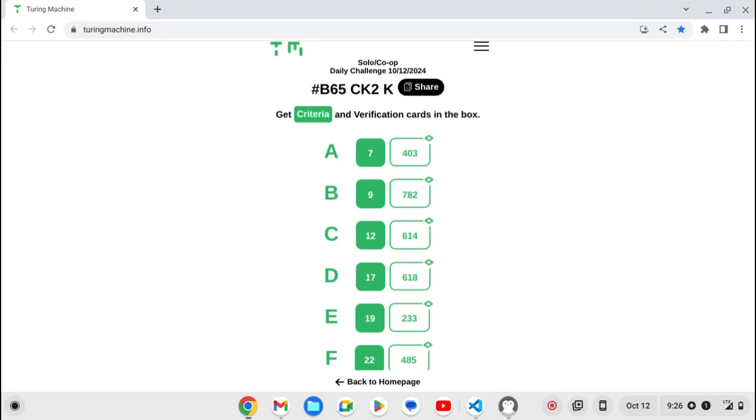Let's begin. Today is October 12th, 2024, and we're solving the Daily Turing Machine Puzzle. Today's puzzle uses the following 6 criteria cards: criteria card 7, 9, 12, 17, 19, and 22. And the puzzle uses the green verification cards. The code above is your way to get more information on today's puzzle by searching the code on turingmachine.info. Let's go solve.